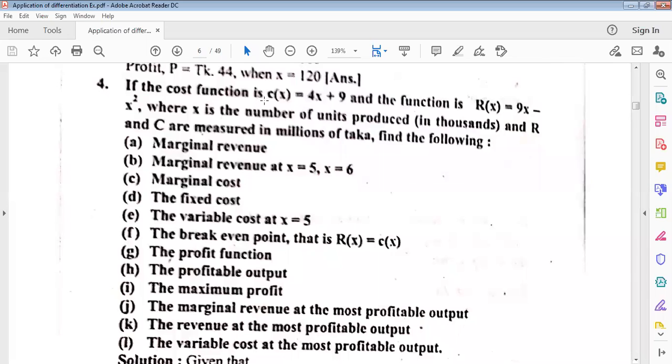Example 4: if the cost function is C(x) = 4x + 9 and the revenue function is R(x) = 9x - x², where x is the number of units produced in thousands, and R and C are measured in millions of taka. That means revenue and cost will be measured in millions of taka. Find the following.